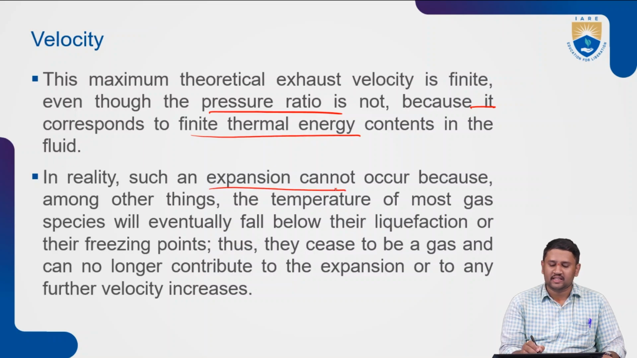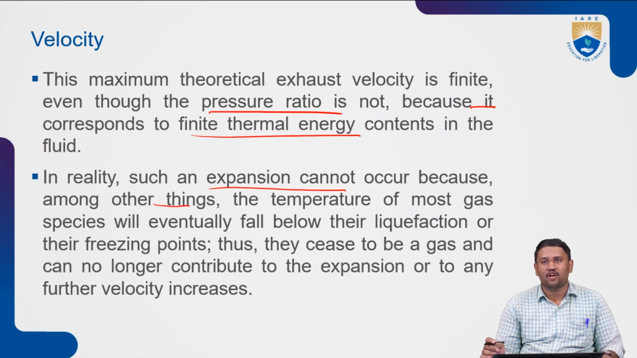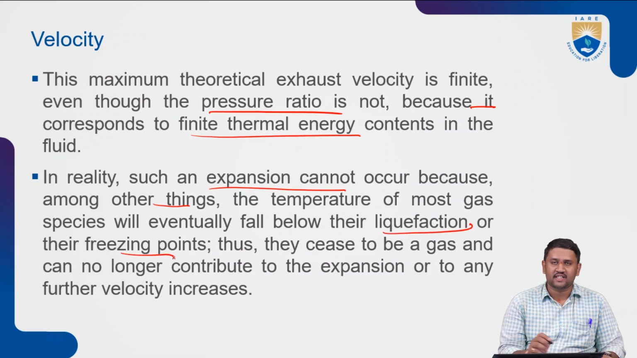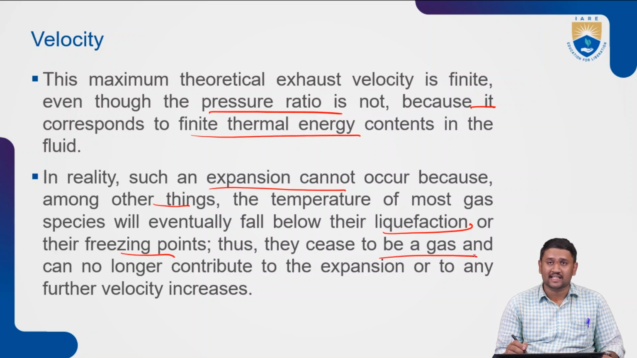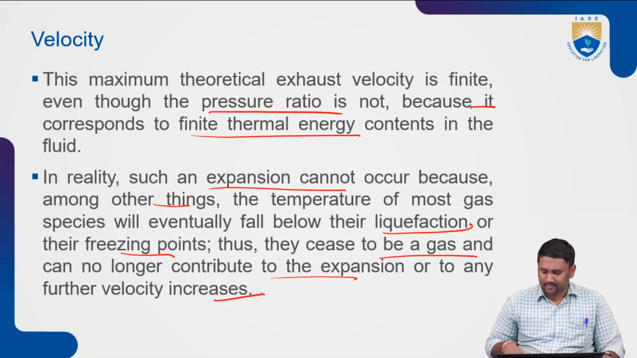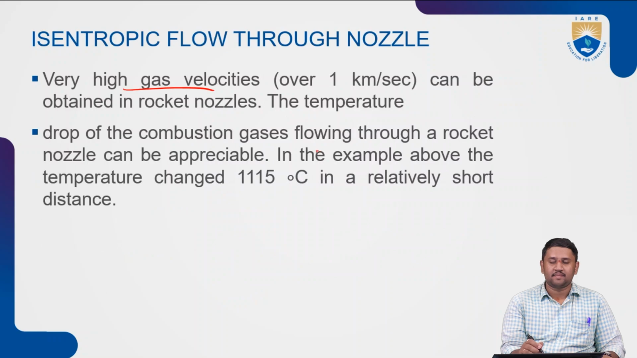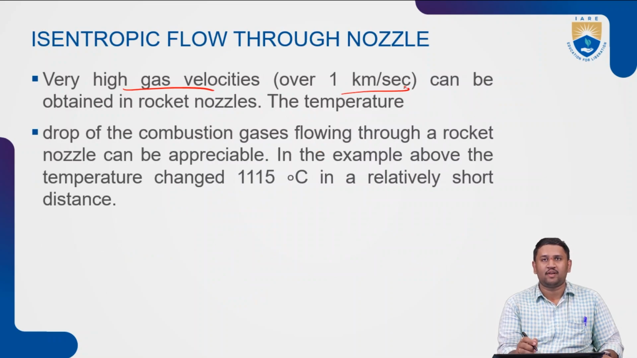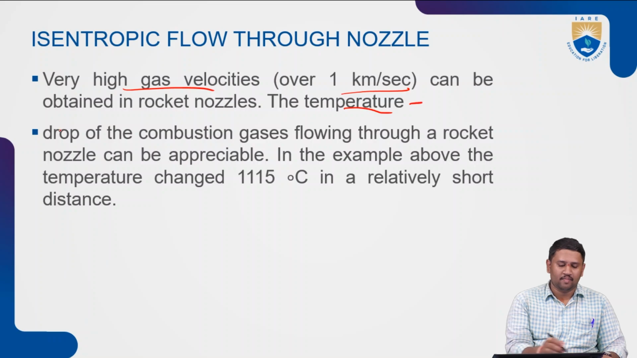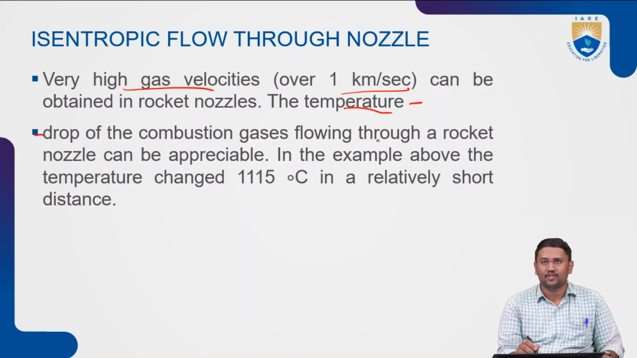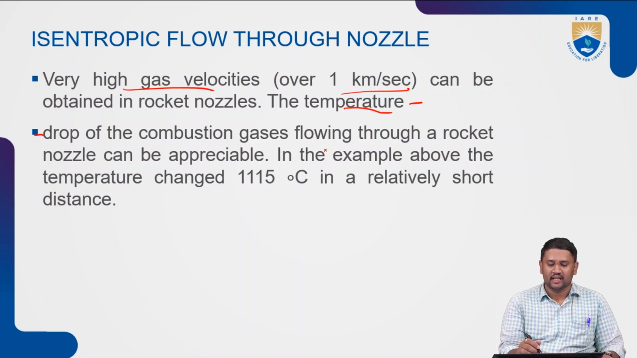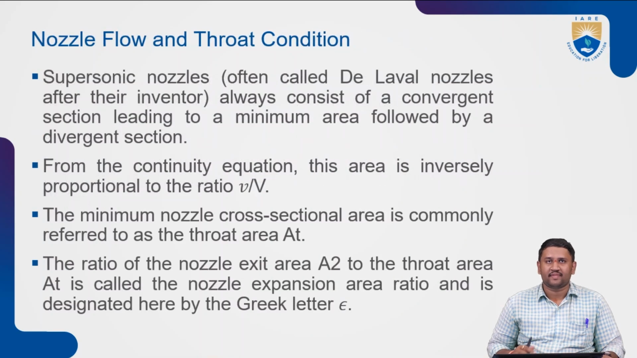In reality, such expansion cannot occur because, among other things, the temperature of most species will eventually fall below their liquefaction or freezing points. Thus, they cease to exist as a gas and can no longer contribute to the expansion or any other velocity increase. Now, very high gas velocities, particularly over 1 km per second, can be obtained in rocket nozzles. The temperature drop of the combustion gases flowing through a rocket nozzle is appreciable. In an example, the temperature changes from 1115 degrees centigrade in a relatively short distance.